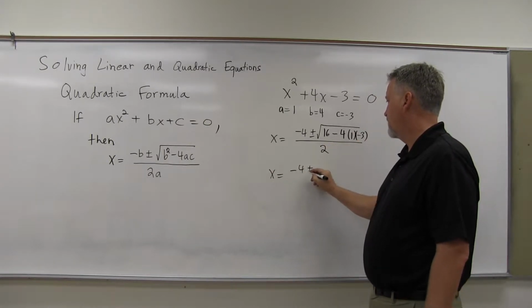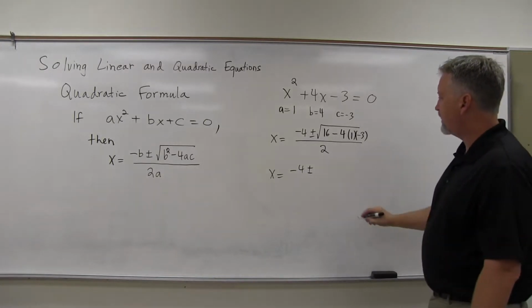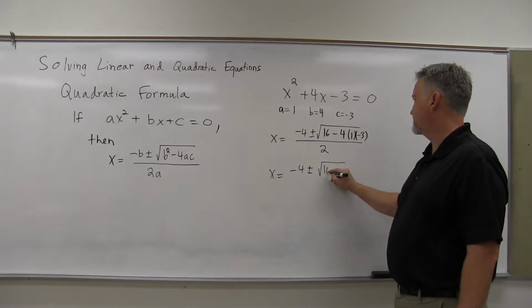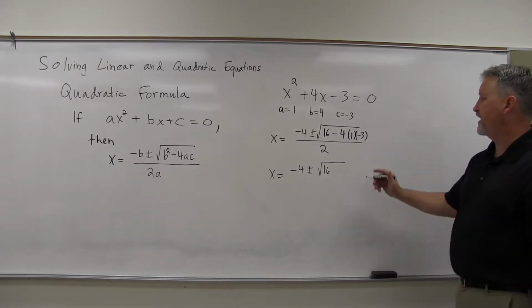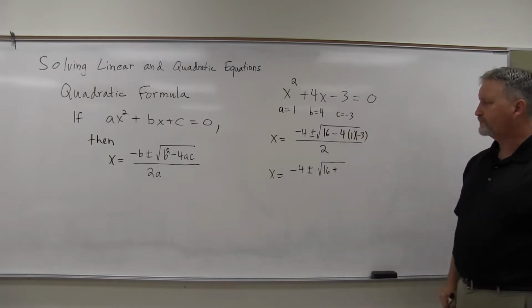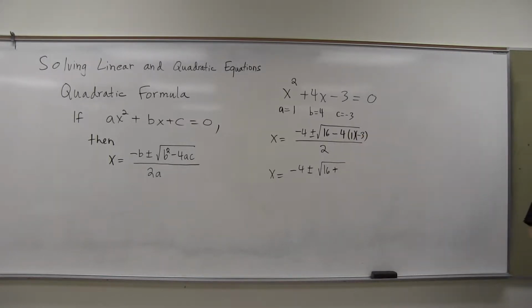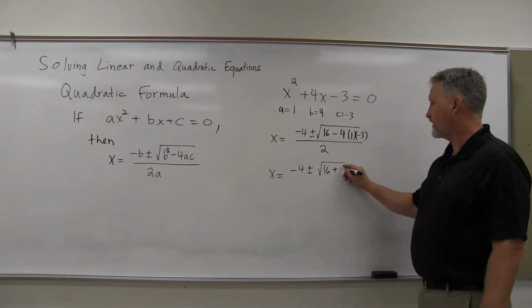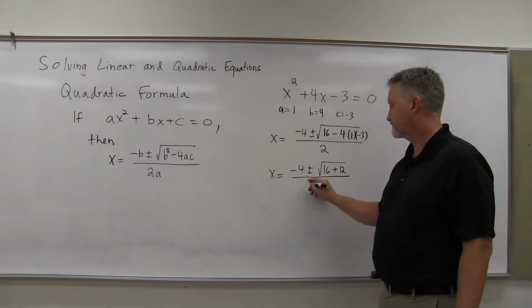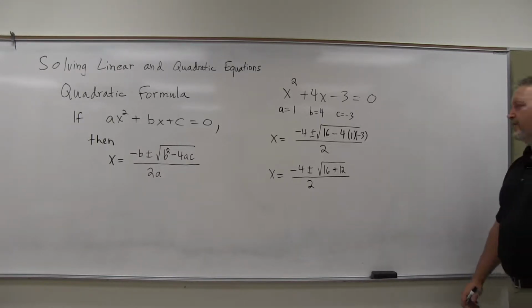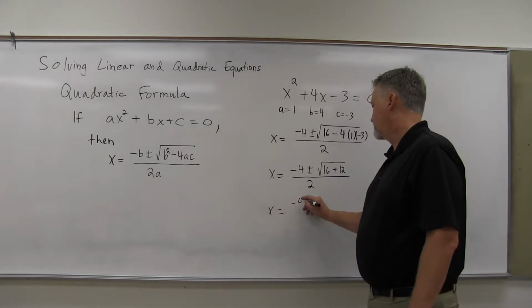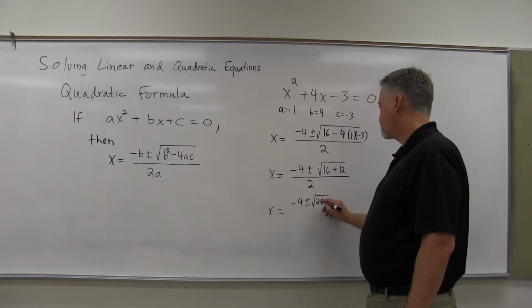All right, so we have negative 4 plus or minus the square root of 16. Like I said, this one actually turns out that we're going to add something to 16, because we have negative 4 times 1, but then that's times another negative. And so we wind up with positive 12. All right, so that gives us x equals negative 4 plus or minus the square root of 28 over 2.